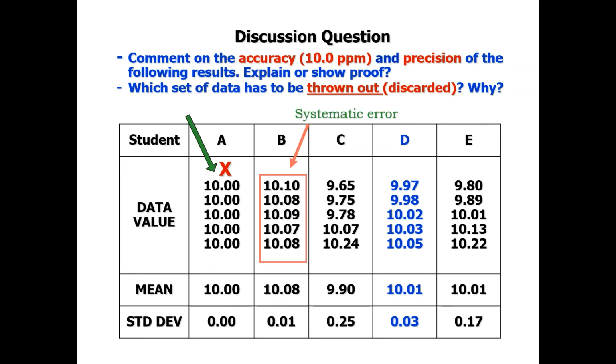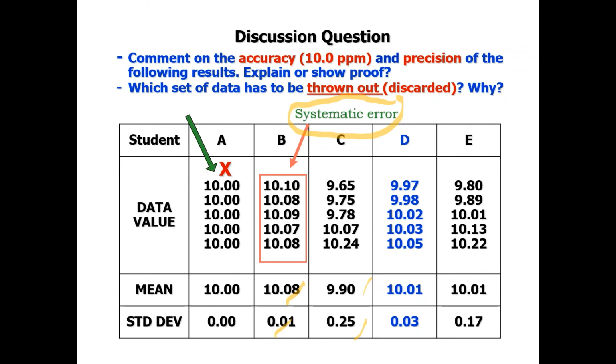The second one is the same as what we called just now systematic error, the presence of systematic error, because all the data are very good actually. The standard deviation is very good, and the mean is very good, 10.08 or 10.1. But you see, all the data are above 10. So it's not a good data. For this one, some are above 10, some below 10, very good, no systematic error, but not that accurate and not very precise. So this is not a good data.